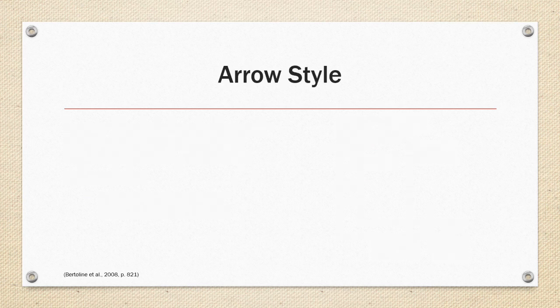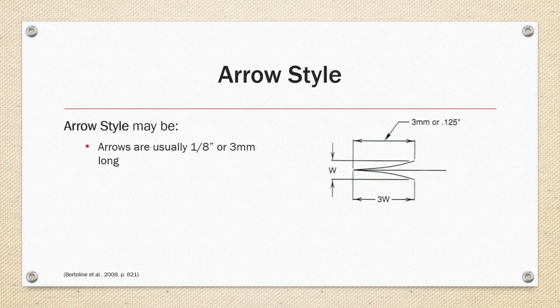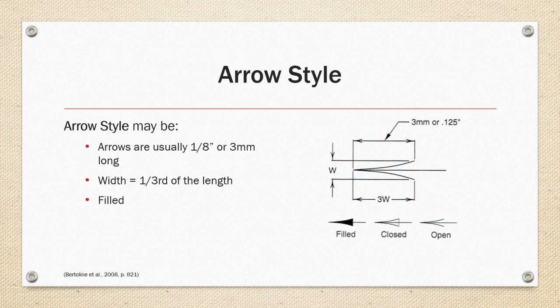Arrow style. Arrows may be 1/8 of an inch or 3 millimeters long, and the width of them should equal 1/3 of the length of the arrow, as shown in the image on the right. And the arrows may be filled, closed, or open, as shown in the lower right, but all of the arrows should be the same style throughout your document.